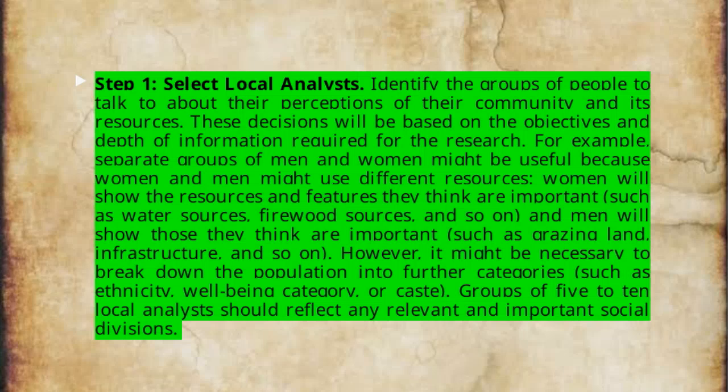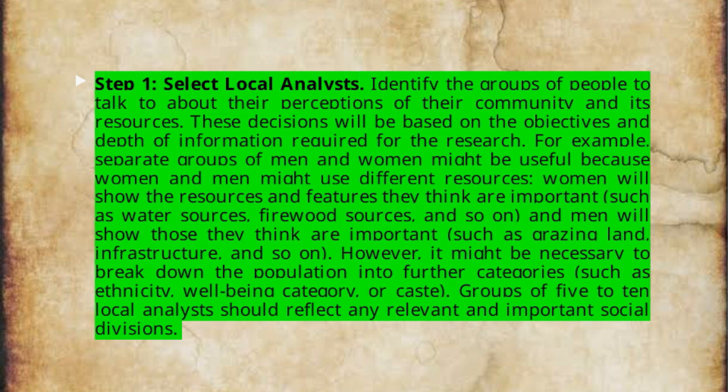Alright, so the first step in our process is to select the local analysts. These are the people we'll talk to in order to understand their perceptions of their community and its resources. The key here is to carefully identify and choose the right groups of people based on our research objectives and how deep we want our information to be.